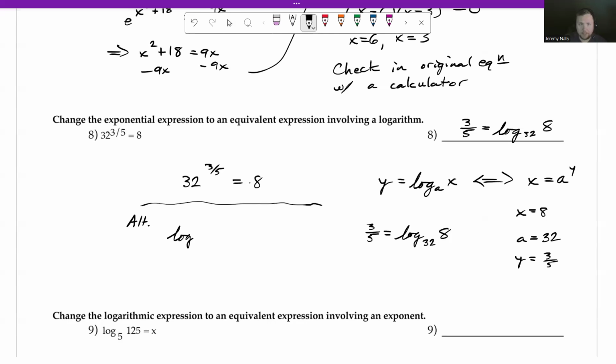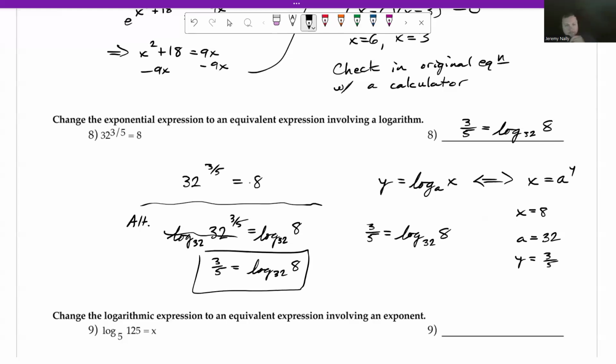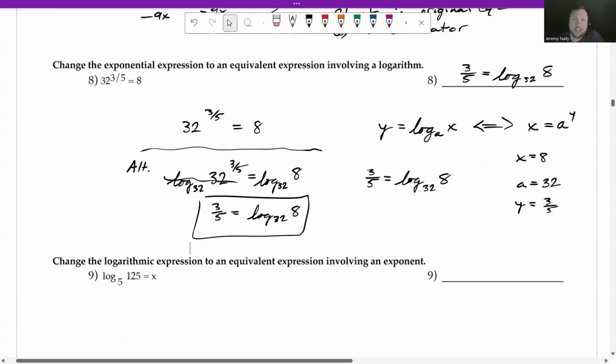I see the base of the exponent is 32, so I just do log base 32 of each side of the equation. These effectively cancel out, so then I have 3/5 is log base 32 of 8. Ta-da. All right, this is how I think about them when I'm asked to do these. I don't do this.